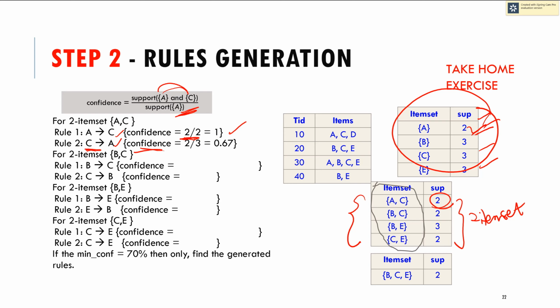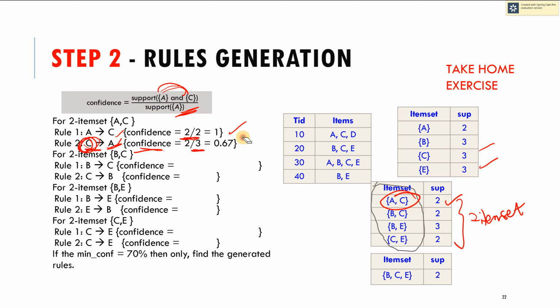What about C? If a person bought C, then will they always buy A? It will be, where is it, C and A. Support of A and C here is 2, and then over what? Over the support of the antecedent here, that is C. So this is representing the value of 3 here. So it will be 0.67.